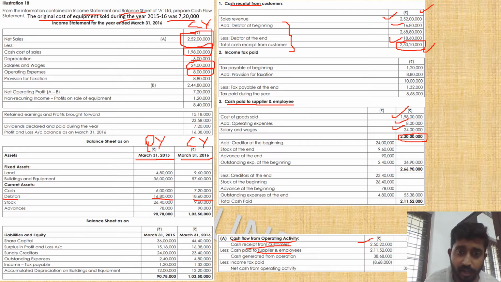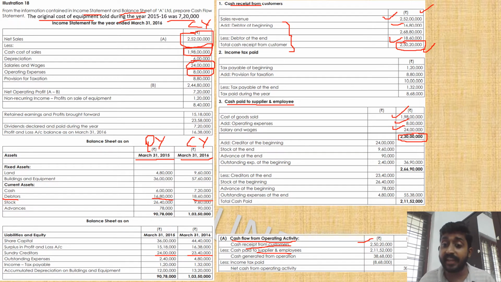So what is the creditor at the beginning? Creditors at the beginning is 24 lakhs. Creditor at the close is 23.4 lakhs. Which means creditors has gone down, which means the payment pending, the payment which we should make to the supplier, has gone down.